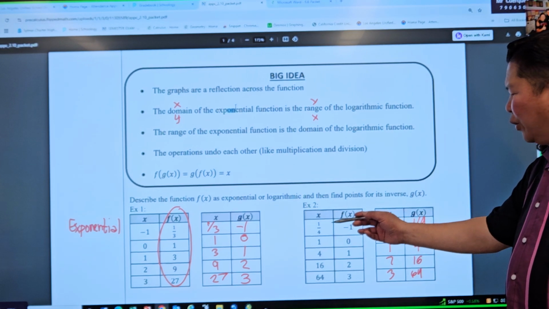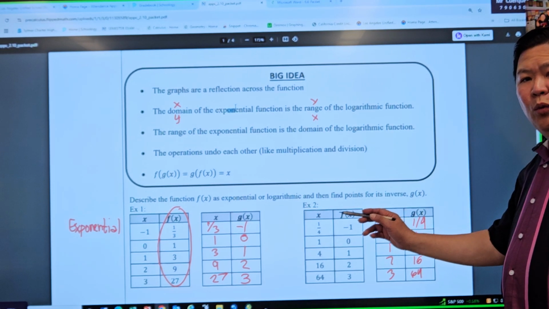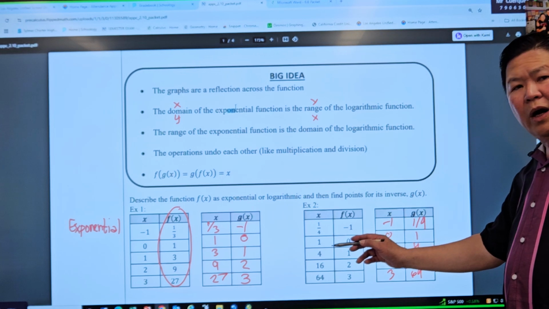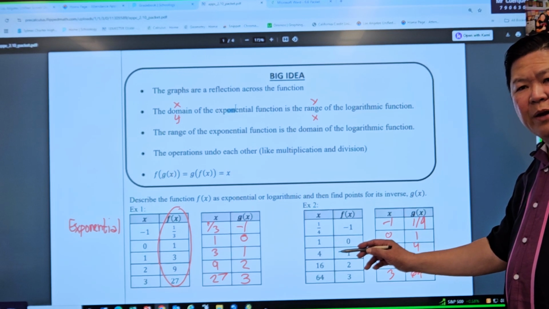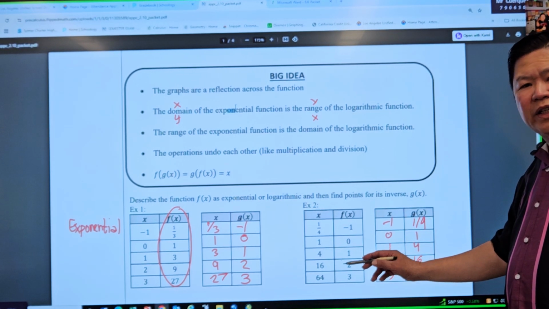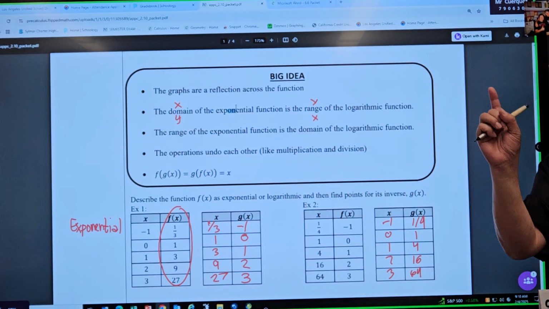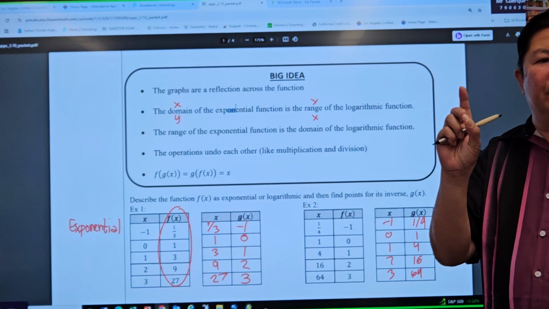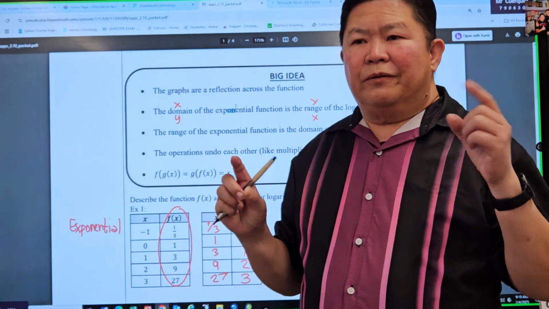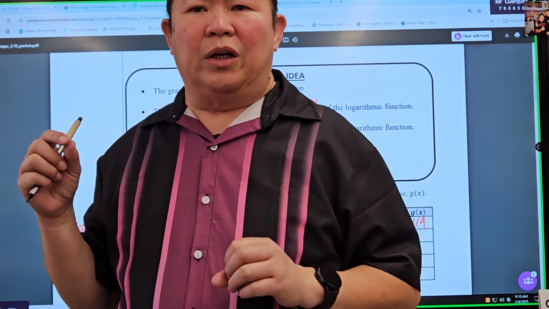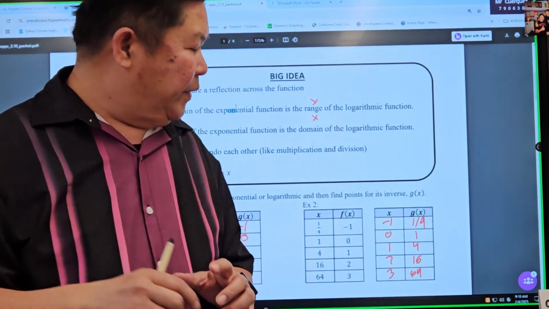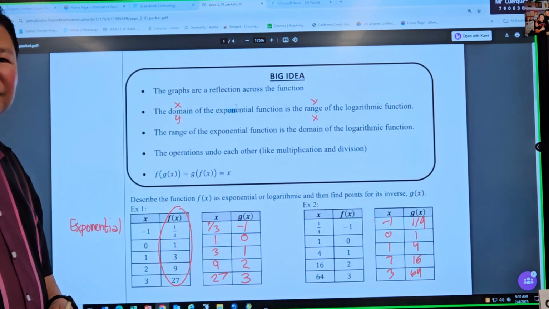Okay. So from 1/4 to 1, that means 1/4 times 4 is 1. 1 times 4 is 4. 4 times 4 is 16. 16 times 4 is 64. So, are we clear now, for us to determine whether from the table it is exponential or logarithm? Okay, can I move this up now?